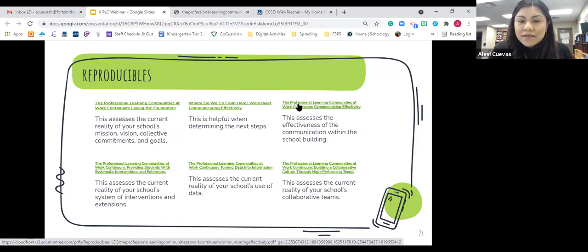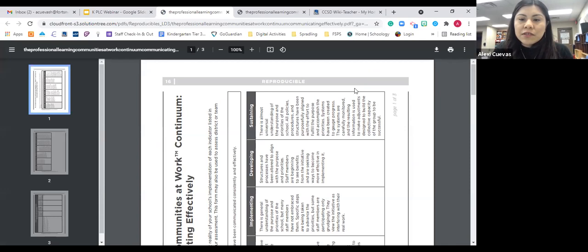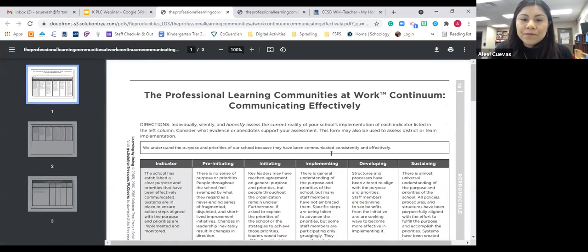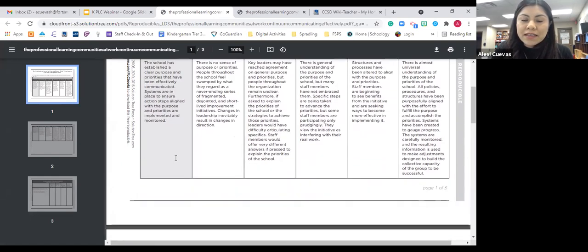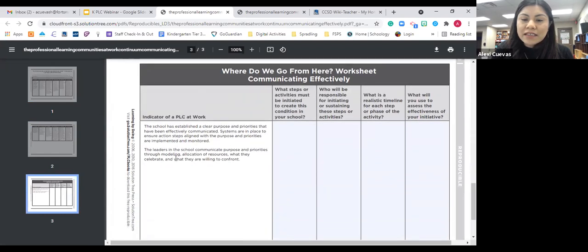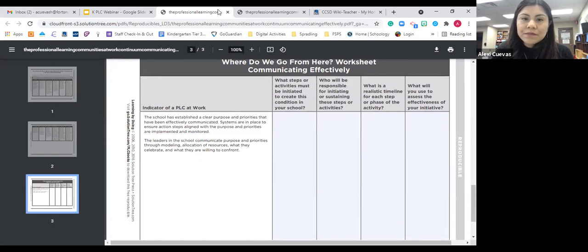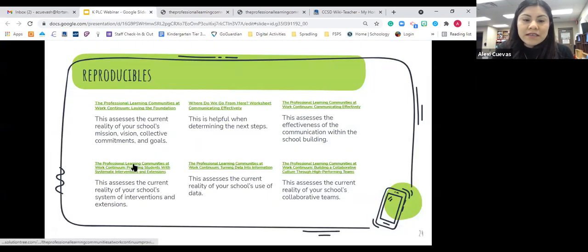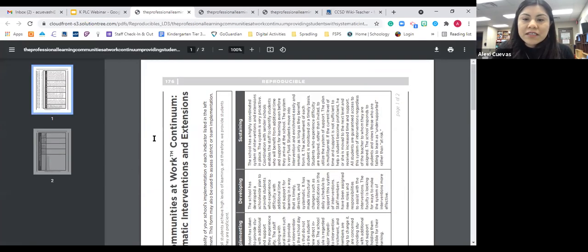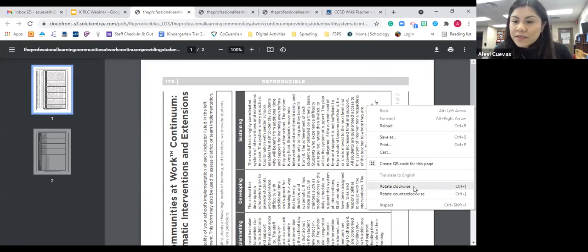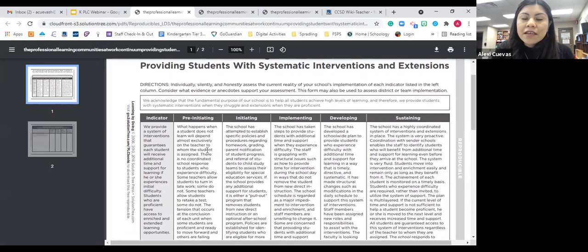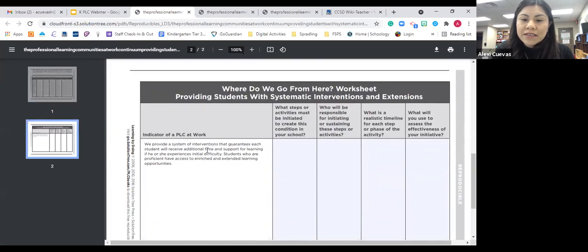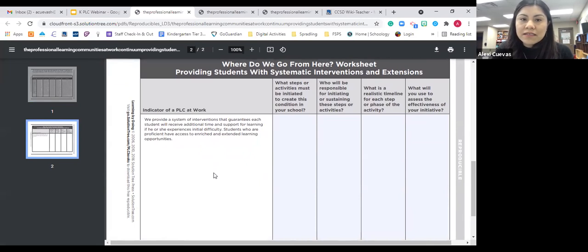This one right here assesses the effectiveness of the communication within the school building. So it's laid out the same way. You will go through, read the indicator, and select where you are with that indicator. And then the very last page again is for taking the next steps, planning for the next steps. This one assesses the current reality of your school's intervention and enrichments. Same format, it has indicator. You determine where you are with that indicator, and then the last page again is for next steps.